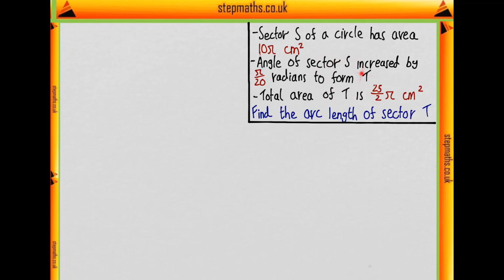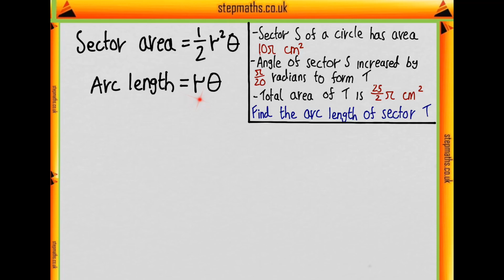So this question concerns sector areas, arc lengths, etc. So let's write down some important formulas for that. The area of a sector is given by this formula: half times the radius squared of the circle times the angle which generates the sector. And the arc length of such a sector is the radius of the circle times the angle which generates the sector.